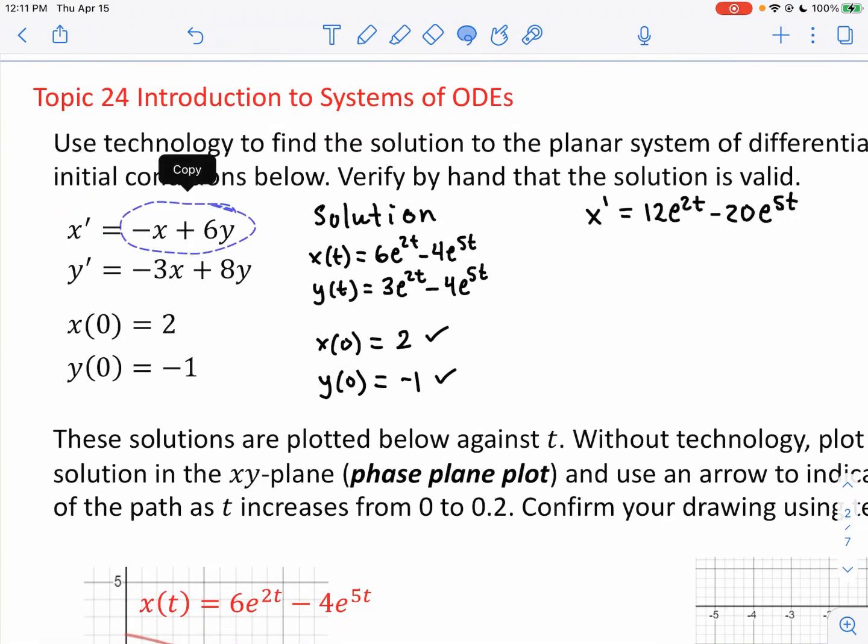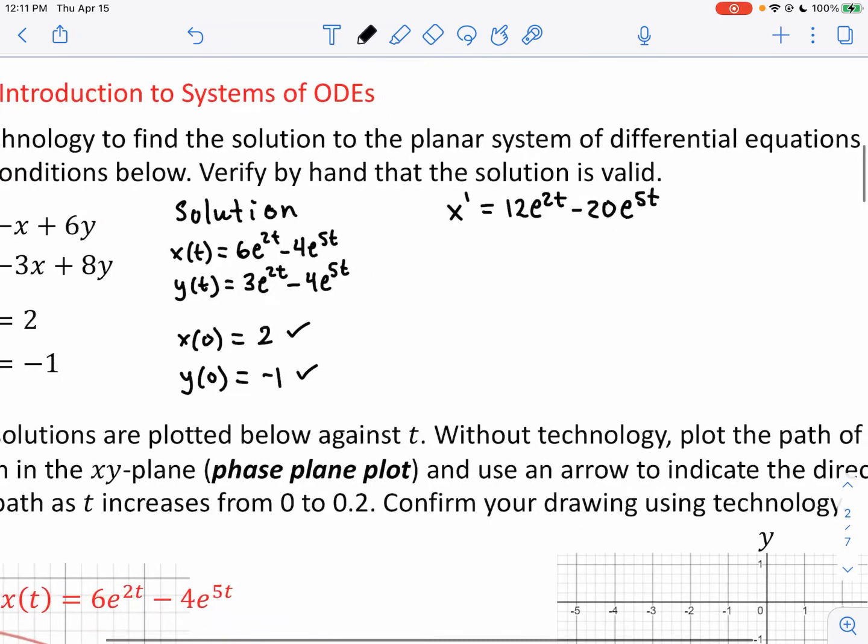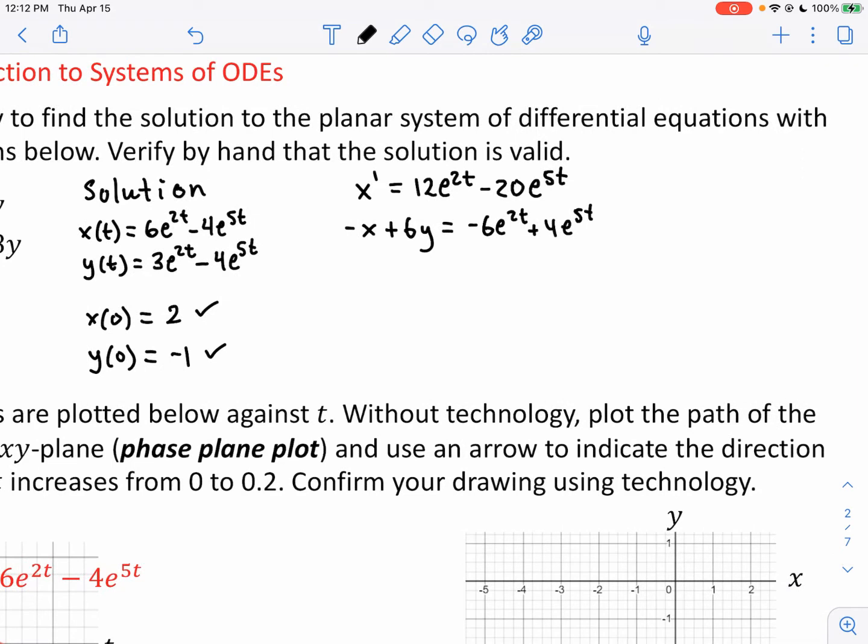But now let's do this side, negative x plus 6y, and see if they're the same thing. So let's do the opposite of x. So that's going to be negative 6e to the 2t plus 4e to the 5t. And then add to that 6 copies of y. So I'm going to distribute the 6. I'm just going to do 6 times this y function and distribute the 6. So we have plus 18e to the 2t minus 24e to the 5t.